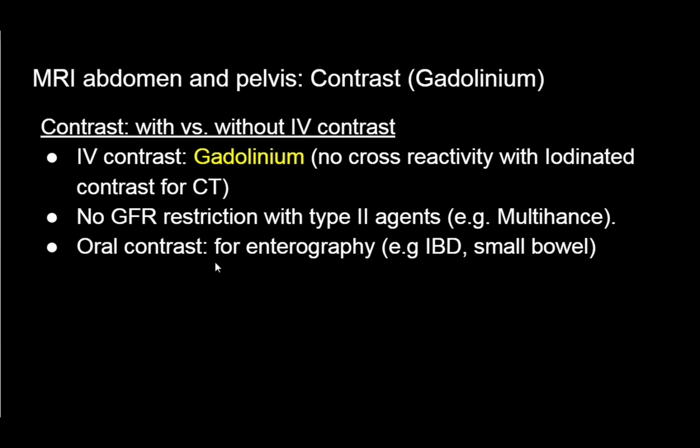We can also use oral contrast. For example, with enterography, the concept is the same. We can use negative contrast, as we saw an example of earlier, with MRI abdomen as well. And MR enterography is an example for evaluating IBD or small bowel pathology, and is preferred over CT because it has high soft tissue resolution.